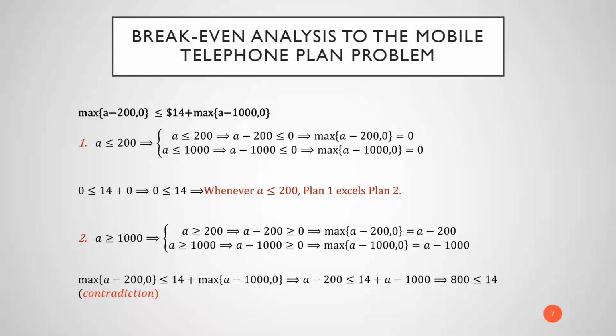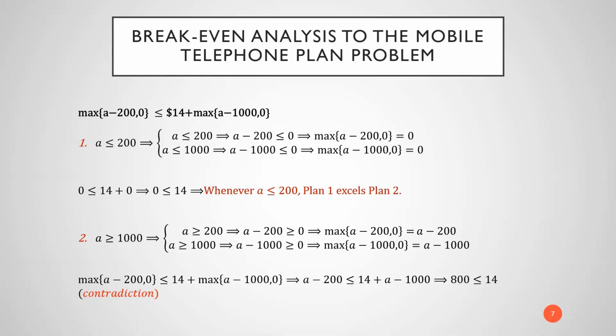Now, if the maximum of A minus 200 and 0 is less than or equal to 14 plus the maximum of A minus 1000 and 0, plan 1 will be a better option for me. So I'm comparing two different values. One is the cost of plan 1, and the second one is the cost for plan 2. If the cost on the left-hand side for plan 1 is less than the cost for plan 2 on the right side of the inequality, I will choose plan 1.